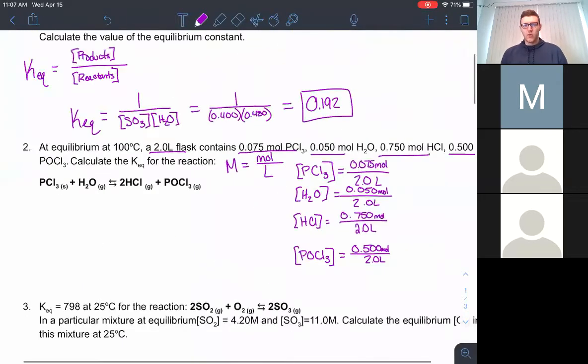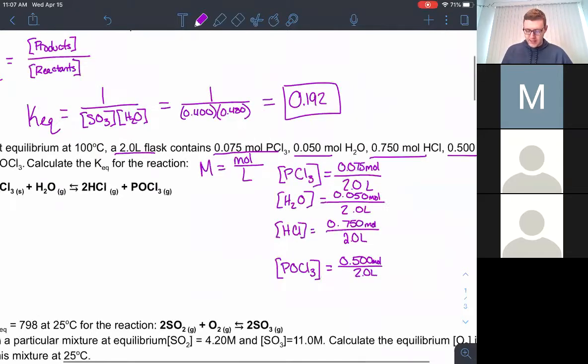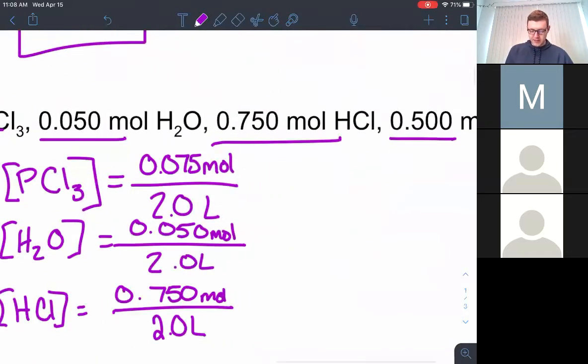So once we do that, we can calculate each of our concentrations for each of the different substances in the reaction. So the first one, the PCl3, did anybody calculate that concentration?